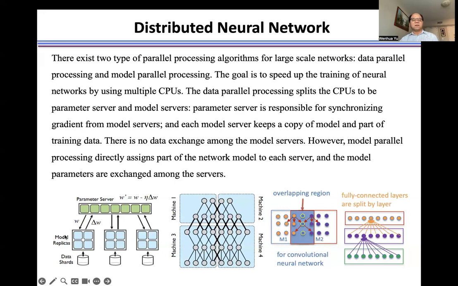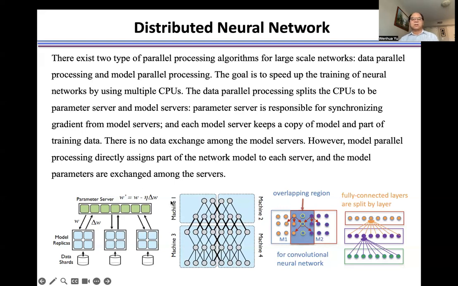Each model server has a whole model. That means they are the same, with no communication at all. Each model server has its own storage, which means it has its own training data. So in data parallel processing, the only communication is between the parameter server and the model servers, for the model parameters and the gradient.